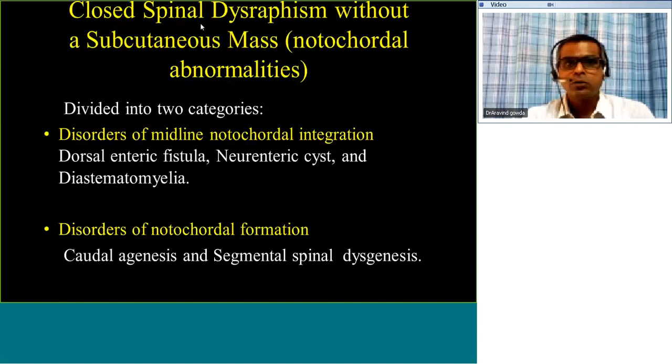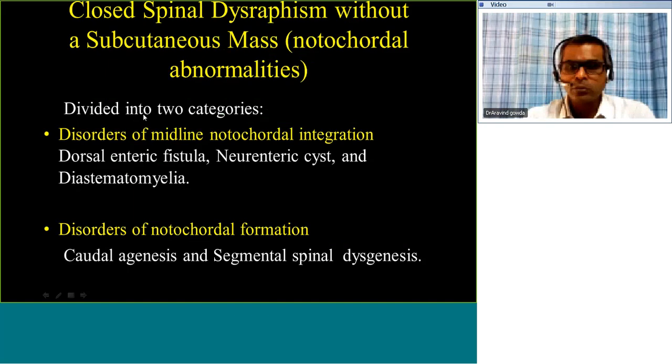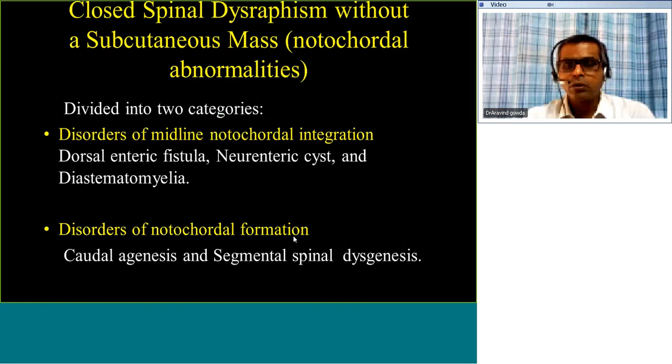So the other thing is closed spinal dysraphisms without a subcutaneous mass, which are due to the notochordal developmental abnormalities. You can divide that into two categories. One is the disorders of midline notochordal integration and the other is the disorders of notochordal formation. So in the midline notochordal integration, the various anomalies are the dorsal enteric fistula, neuroenteric cyst, and the diastematomyelia.